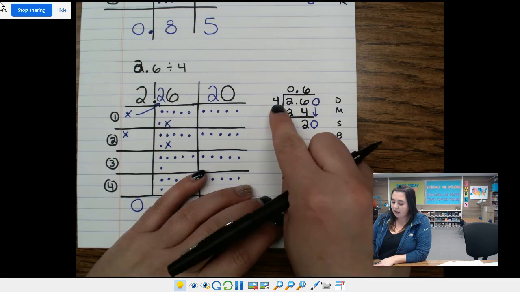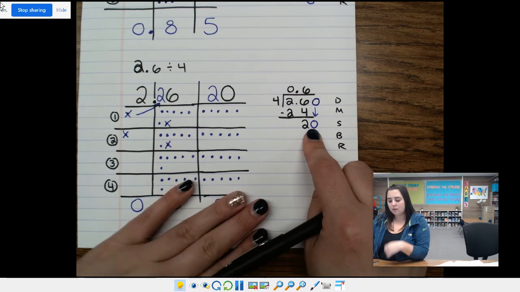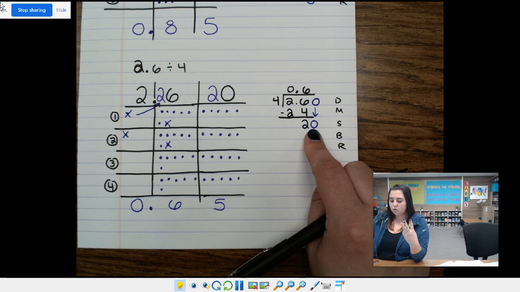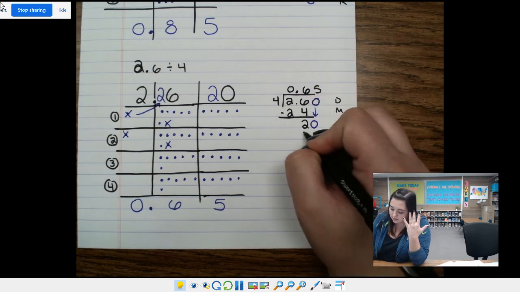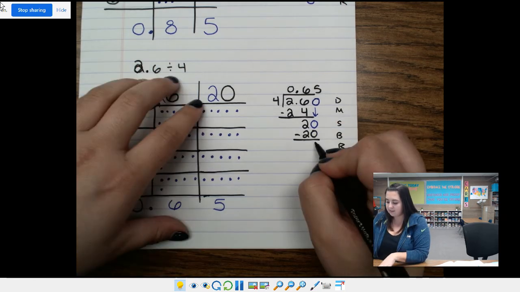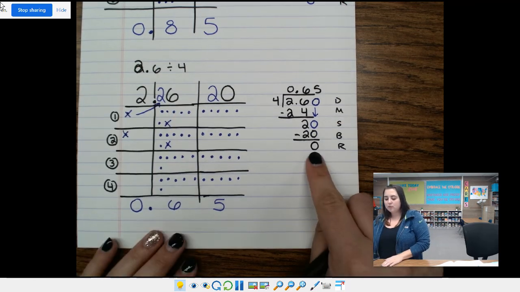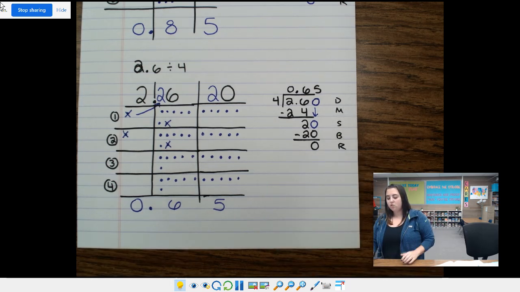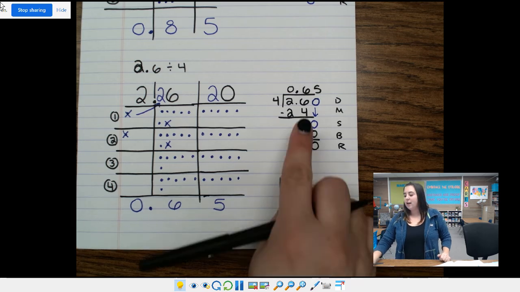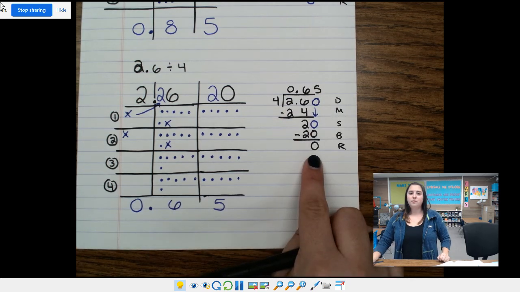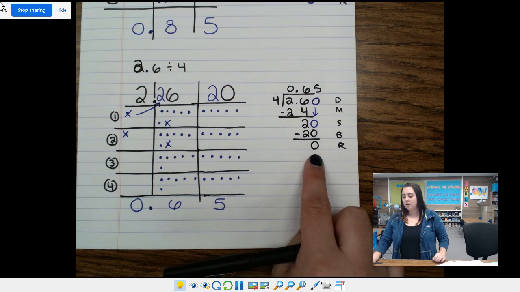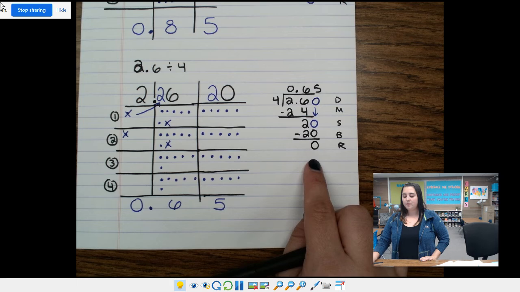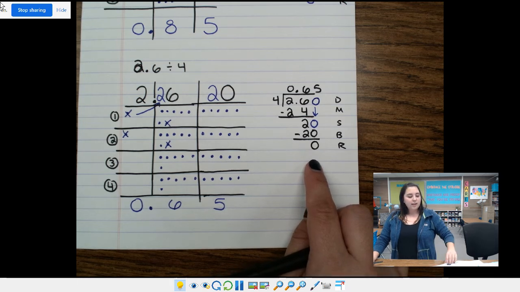So now, how many times can 4 go into 20? 4, 8, 12, 16, 20. 5 times, and I hit 20 exactly. So now when we subtract and we get 0 and there's nothing to bring down, that's how you know you're done. Because remember, we cannot have a decimal and a remainder. It's like counteractive. They kind of cancel each other out. Can't have that.